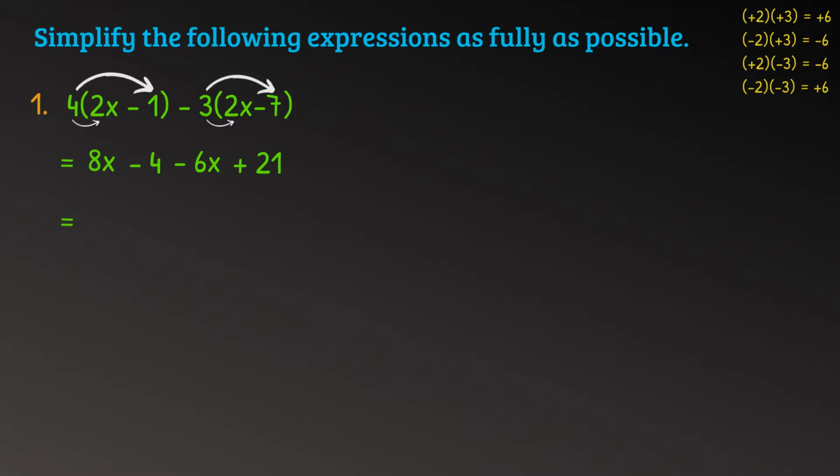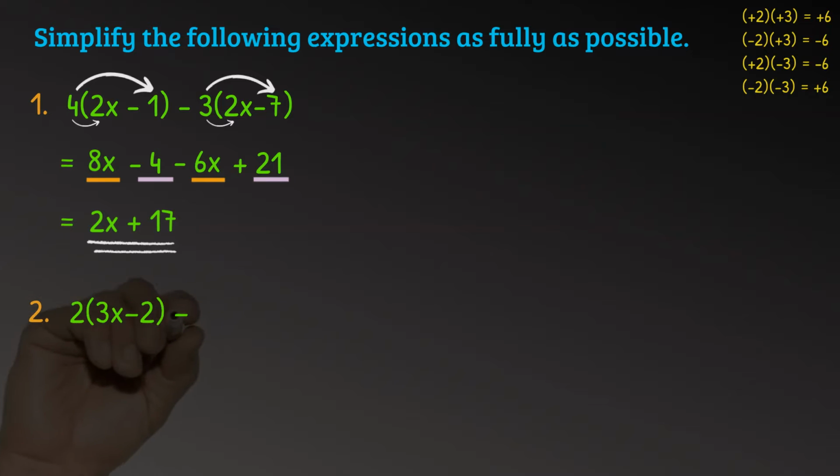Now, if you look at the terms we have, you can see that two of them contain an x. So we can add those two together, and 8 minus 6 is 2. So the first term of our solution is 2x. The next two terms are both constants, so we can add those together. -4 plus 21 gives us +17. So our answer is 2x plus 17.